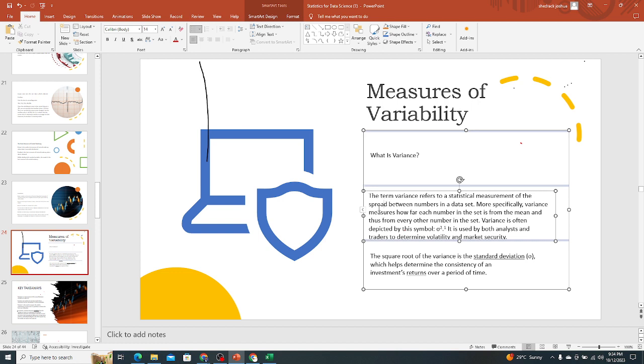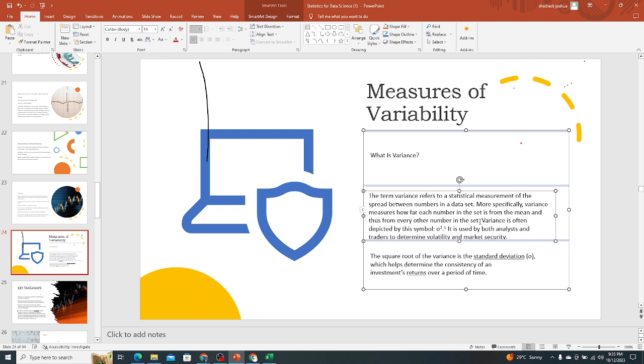The spread between the numbers is the values in a data set from the mean. More specifically, variance measures how far each number in a set of data is away from the mean. Like variance measures how far each number in the set is from the mean, and that's for every other number in the set.